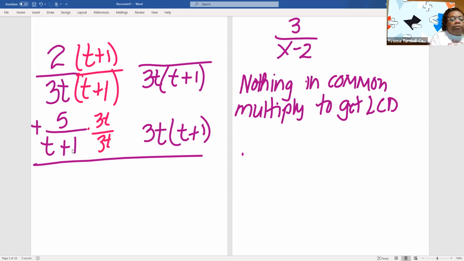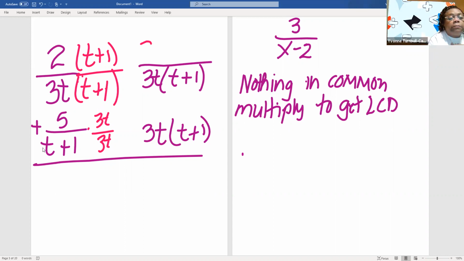And if you would notice, what I'm trying to get you to see, once we're multiplying, notice what I see here is what I see over here. And that's what the objective is, to make sure that this denominator looks like what's here once you do your multiplying. And same thing down here. I have 3t times t plus 1. I have 3t times t plus 1. So let's go ahead and multiply and distribute.